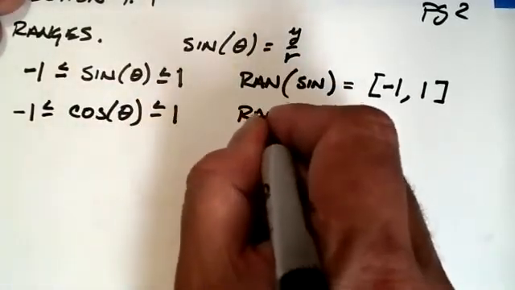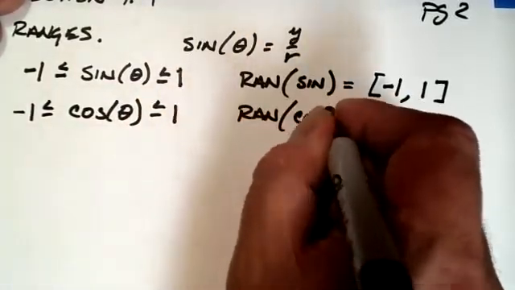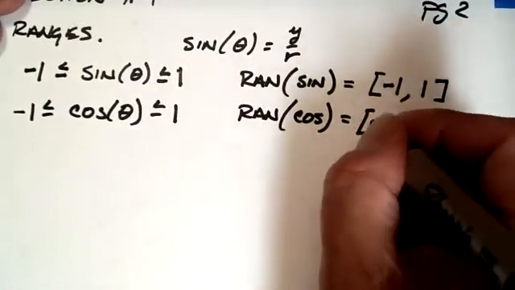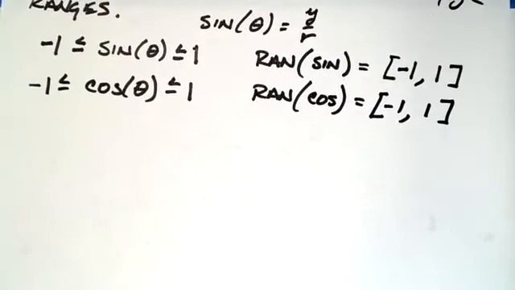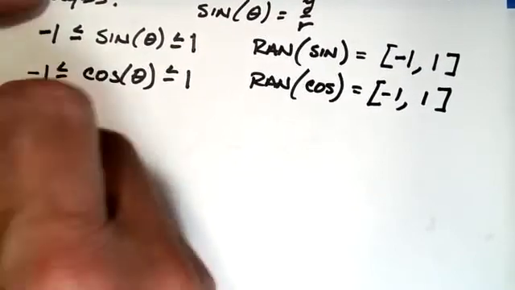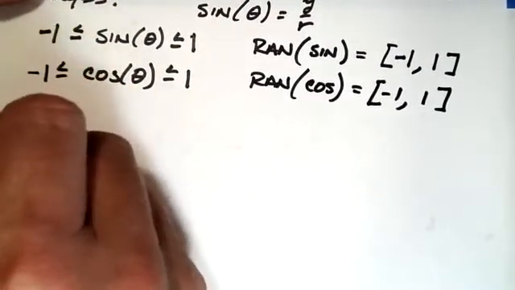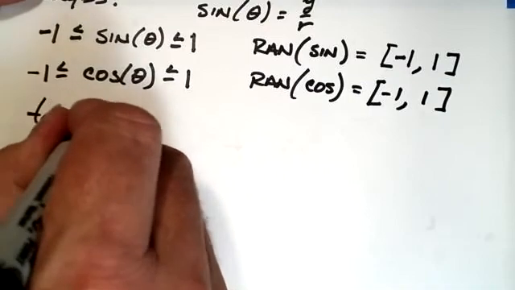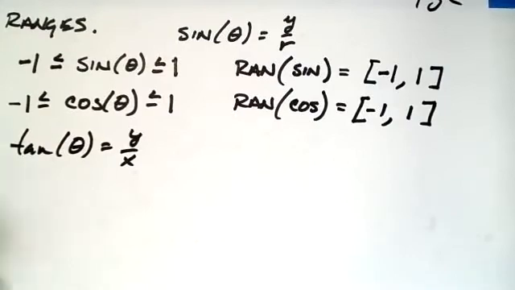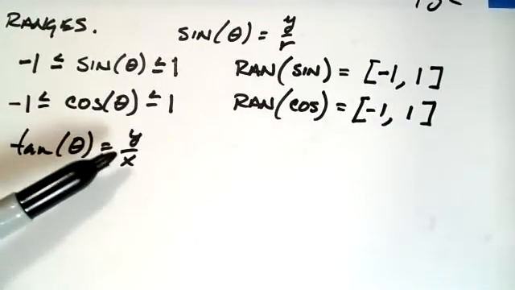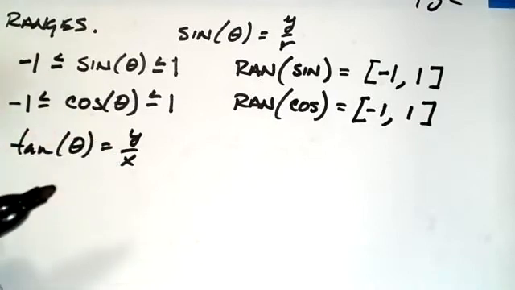So the range of the function cosine is this closed interval -1 to 1. Now, those are pretty easy. Let's think about tangent for a second. Remember, tangent of theta is y over x. Now, depending on what the angle is, it would be possible for x or y to be positive or negative.